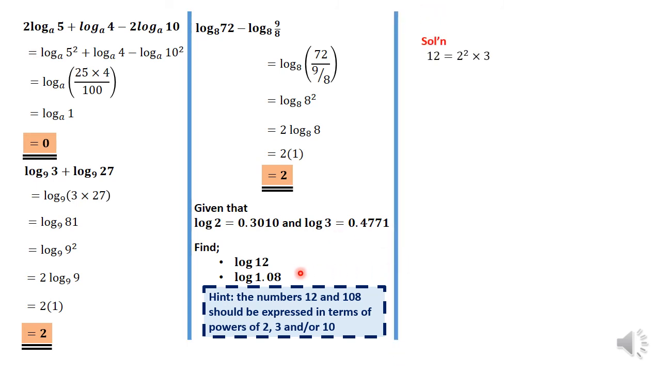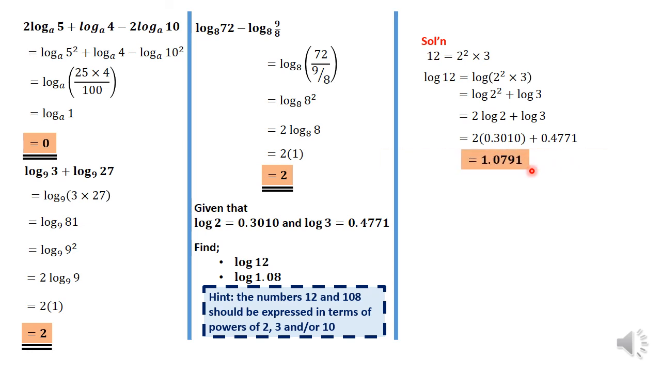In the solution, for the logarithm of 12, we're going first of all to write 12 as 2 squared times 3. That means log of 12 is the same as log of, in brackets, 2 squared times 3, which, opening the brackets using one of the laws we just talked about, gives 2 log 2 plus log 3. We know log 2 is 0.3010 and log of 3 is 0.4771. Therefore, the answer is going to be 2 times 0.3010 plus 0.4771, which is 1.0791. And that is the answer.